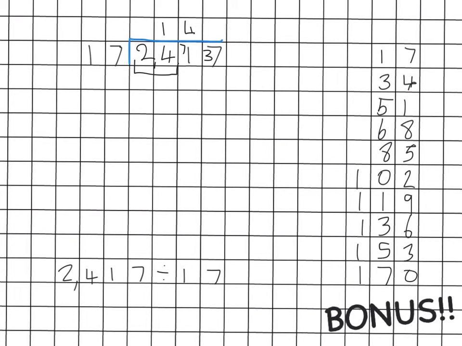I've got 37 left to divide. I can get rid of 2 lots, which is 34. And I count up from 34 to 37. 35, 36, 37. And that will give me a remainder of 3.